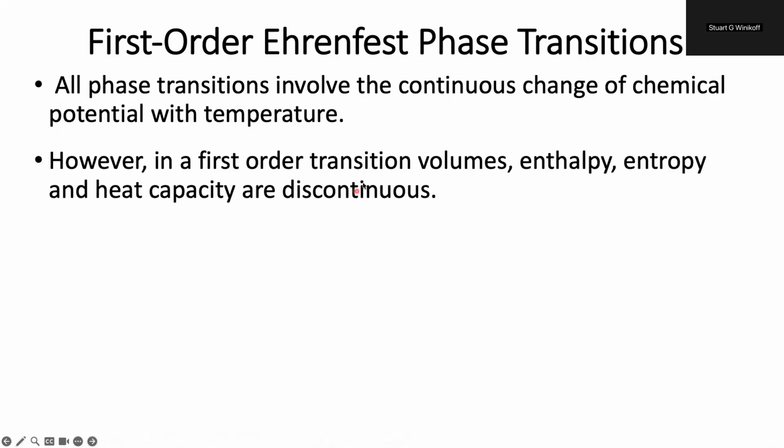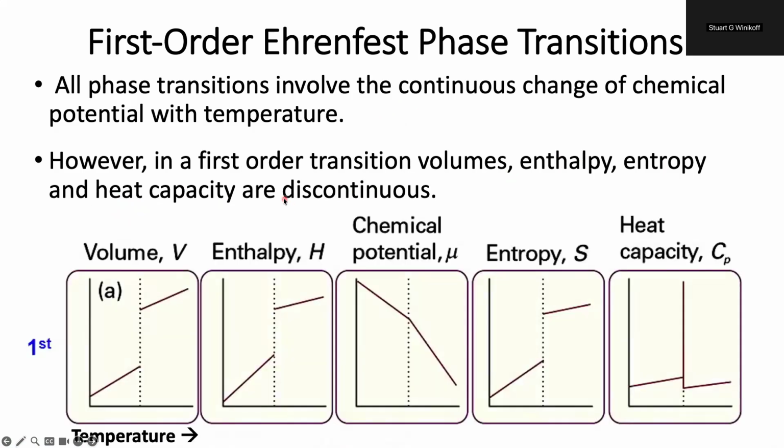However, when we are looking at volumes, enthalpy, entropy, and heat capacity, in most of our classic phase transitions, these will have spontaneous changes. And so they're said to be discontinuous. And these type of more typical phase transitions are known as first order transitions.